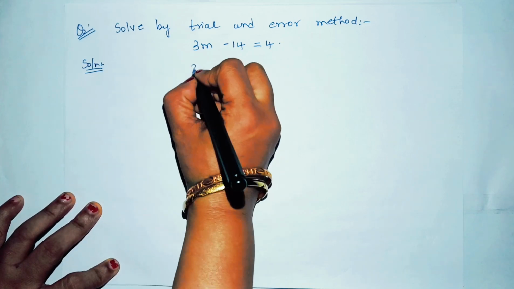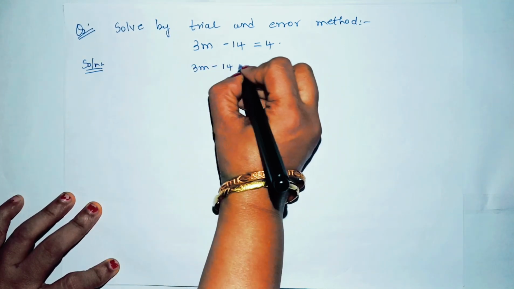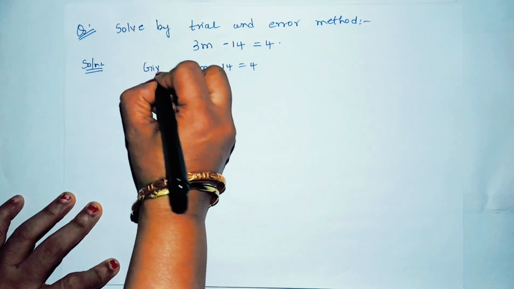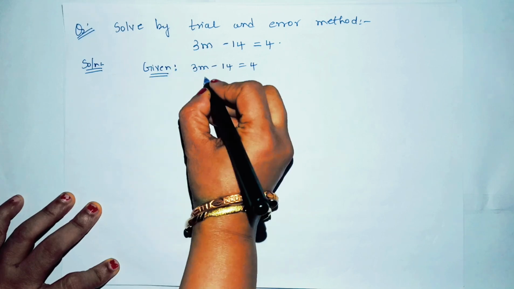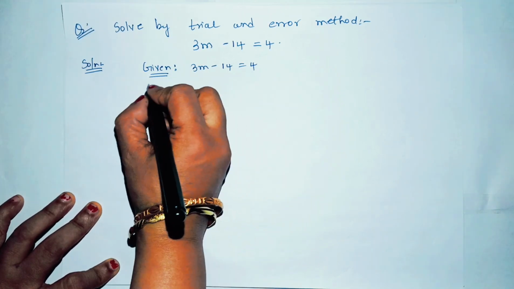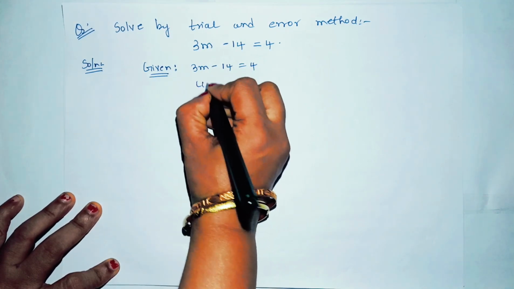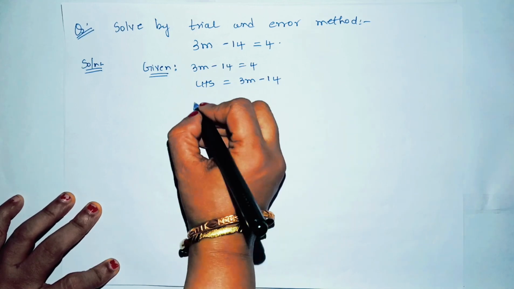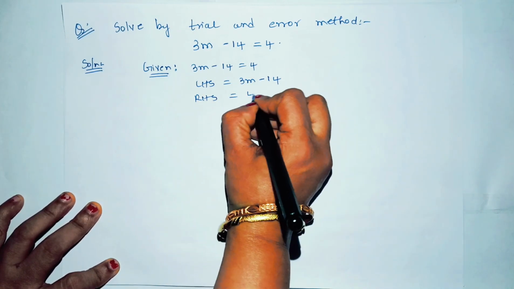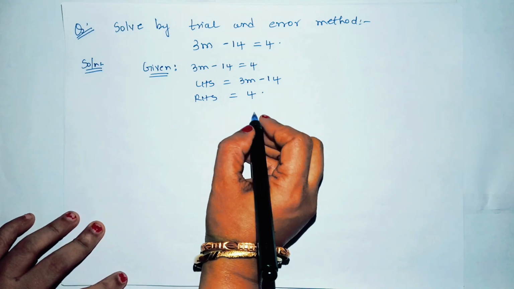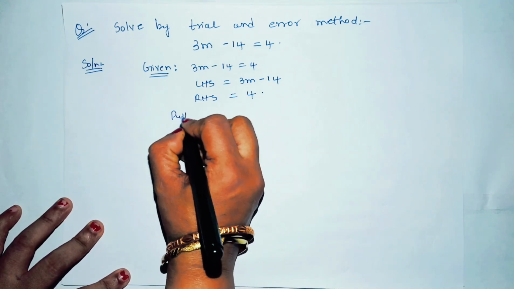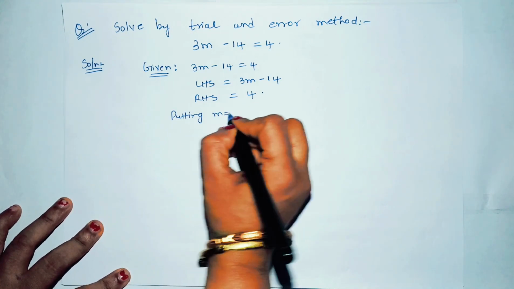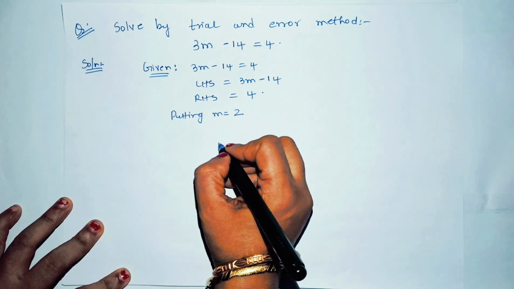Solution. Identify the equation. So just write down the given: 3m minus 14 equals 4. Set up LHS and RHS. LHS equals 3m minus 14. RHS equals what? 4. Step 3, start guessing. It means putting m equals 2. Can you write m equals 2?